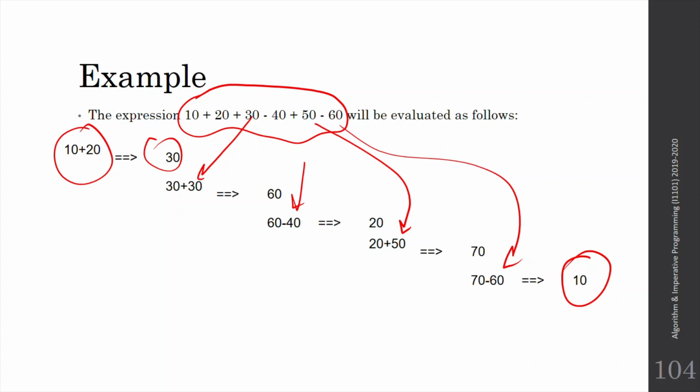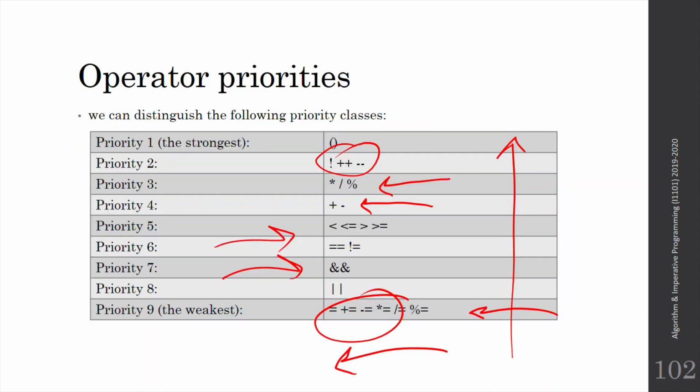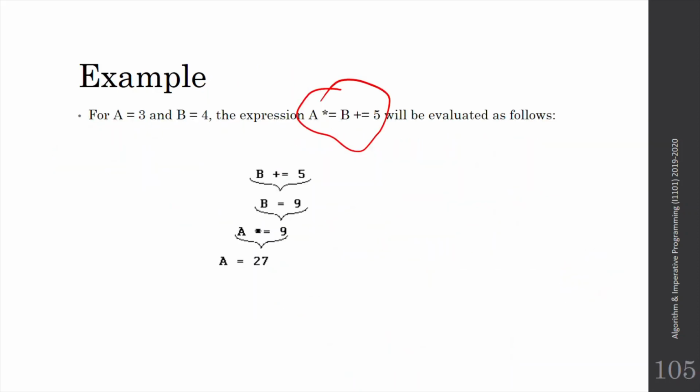So this is a very simple example. Let's now move to a more complex one. Here also we have an expression, and we have the assignment operator. So let's go back to the operator properties. It's here, and as I have said, for the unary operators and the assignment operators, we usually work from right to left. So let's start. First we evaluate b plus equal 5, and we know that b plus equal 5 is equivalent to b equal b plus 5.